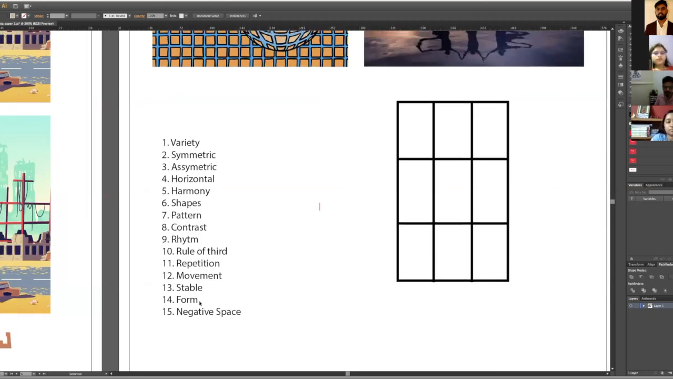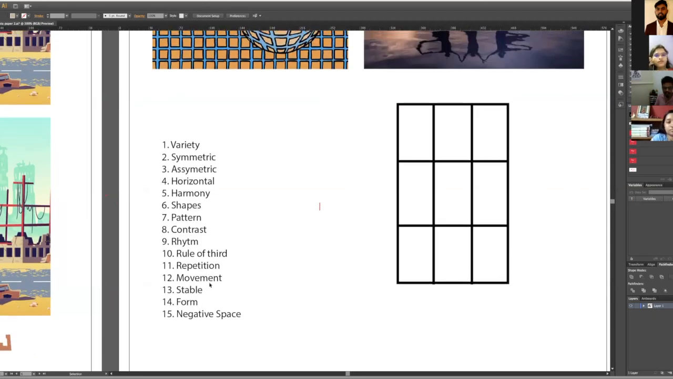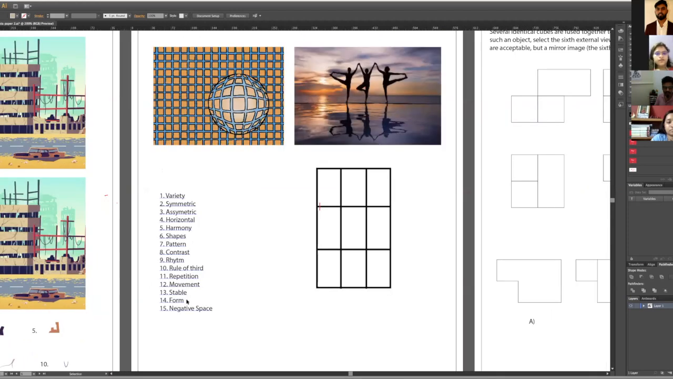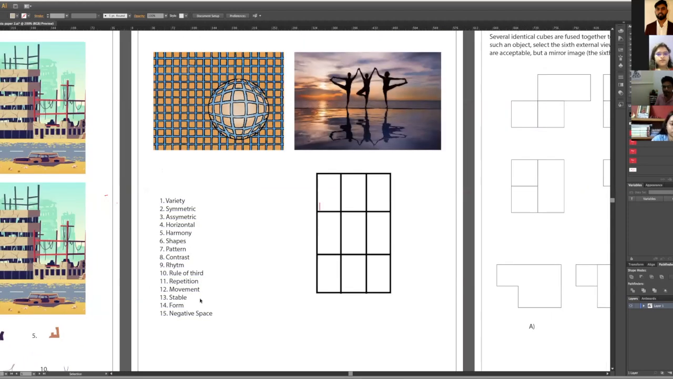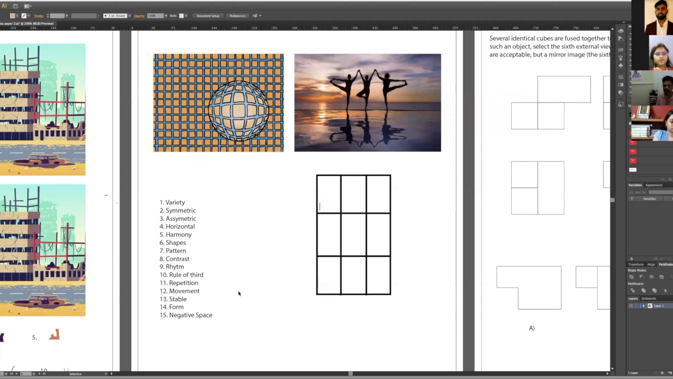Stable, then form. What is form? Form and shapes. Now form and shapes are both the same here. If this is the answer, then that is correct. Form and shape have the same meaning. It's just the difference between 2D and 3D, but still you can consider it as a form as well as a shape. Okay. Now negative space.